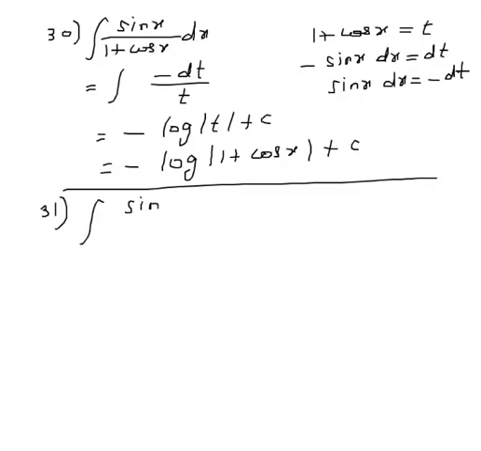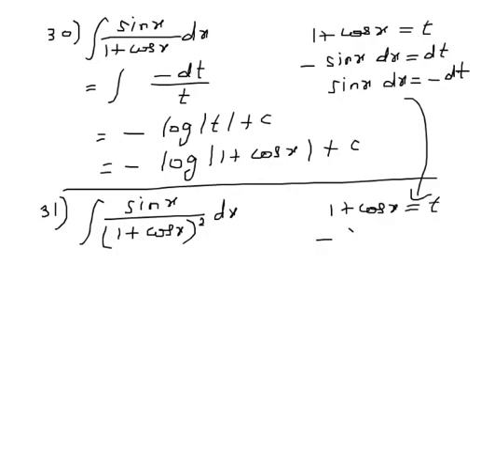Question 31, it's just exactly the same type. Here also we use the same substitution, 1 plus cos x as t. Differentiate both sides. Sine x dx is minus dt.